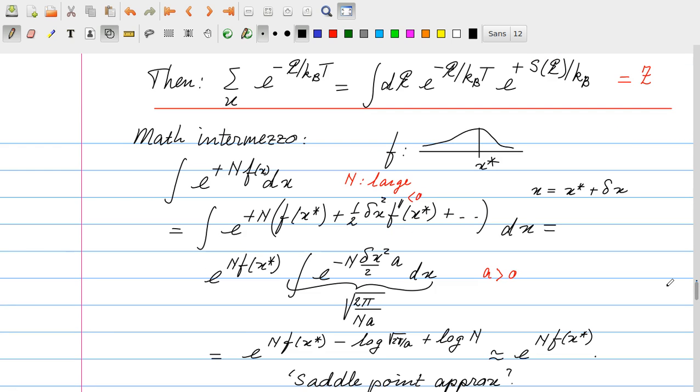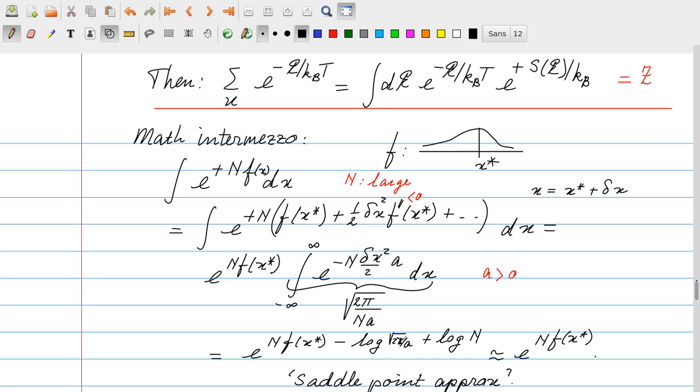And it doesn't matter because the integral runs from minus infinity to plus infinity. It doesn't matter whether we integrate over x or whether we integrate over delta x. And so this Gaussian integral can be evaluated straightforwardly. This is the result. And then I can write that result also as a contribution in the exponent. And I get then a logarithm of 2 pi over na.